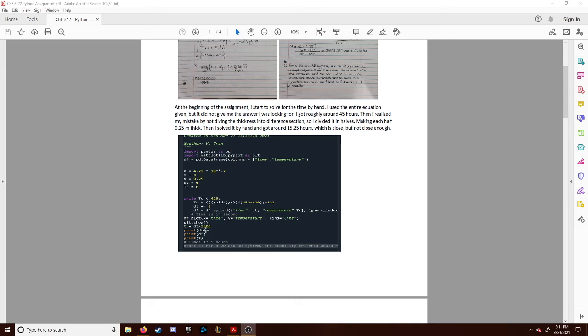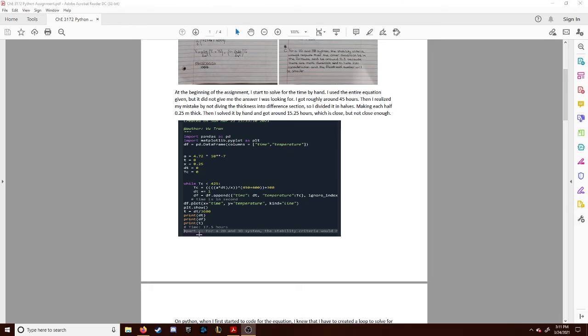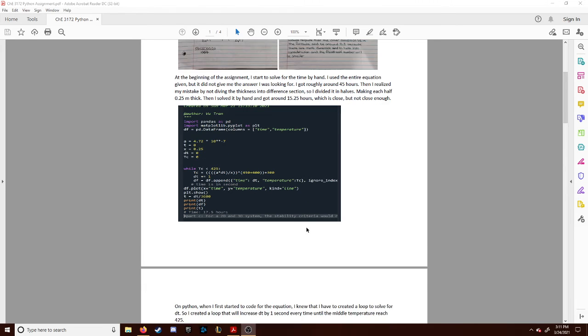Then I print out the time, the text, the plot, and the temperature in T, because T is the time in hours and dt is just the time in seconds. So I got 17.5 hours as the answer. And then here I've answered part C of the system.